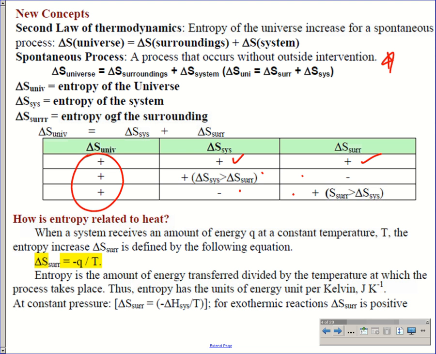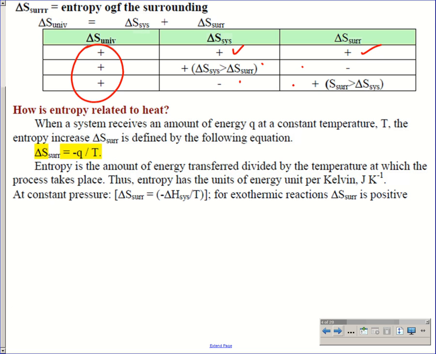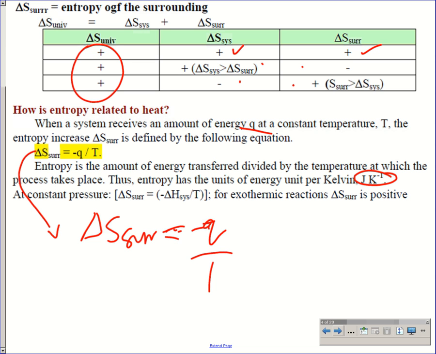Another thing we need to talk about is how do we calculate, and what are the units for this? That's kind of hard to see, but whenever you write out entropy, it's always in joules per Kelvin. So we actually have Kelvin present here, and this is how it's written in your textbook too. When a system receives an amount of energy, Q, at a constant temperature, the entropy increase of the surroundings is equal to this right here. Surroundings equals negative Q over T.